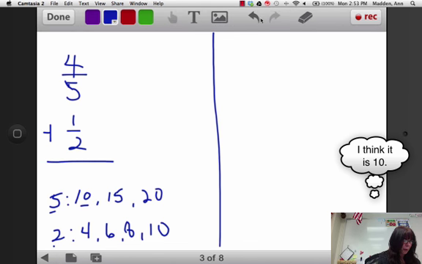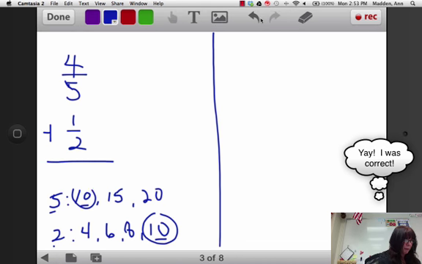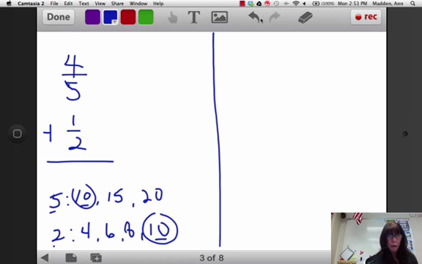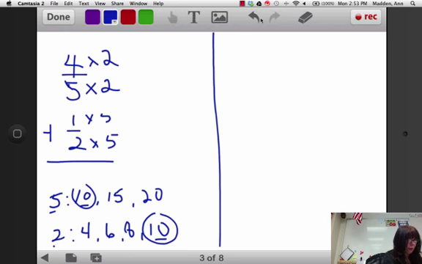Ten are the common numbers between them. So I'm going to rename my fraction again so that my denominators are 10 for both fractions. I'm going to multiply this fraction by 2. And I'm going to multiply this fraction by 5. Again, whatever you multiply the bottom number by, you also multiply the top number. Your new fraction becomes 8 over 10 and 5 over 10.